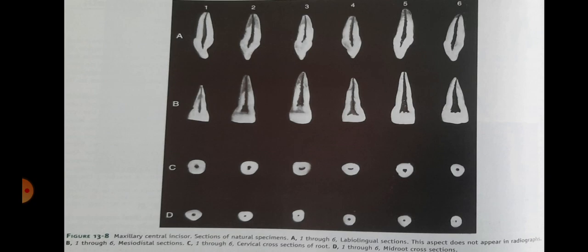This aspect does not appear in radiographs. Which one? The labiolingual aspect. This aspect does not appear in radiographs. Let's have a discussion on the labiolingual section. The pulp cavity follows the general outline of the crown and root.